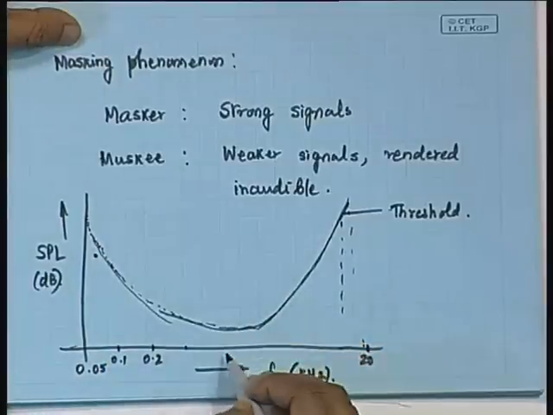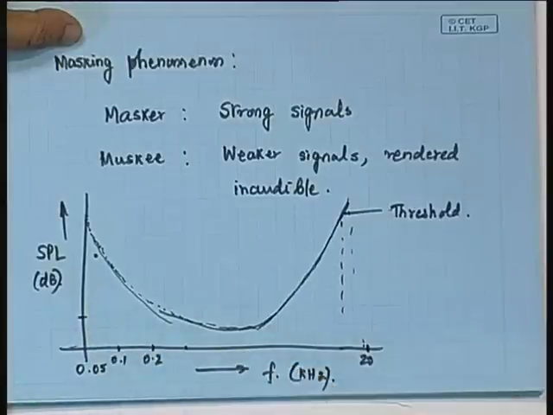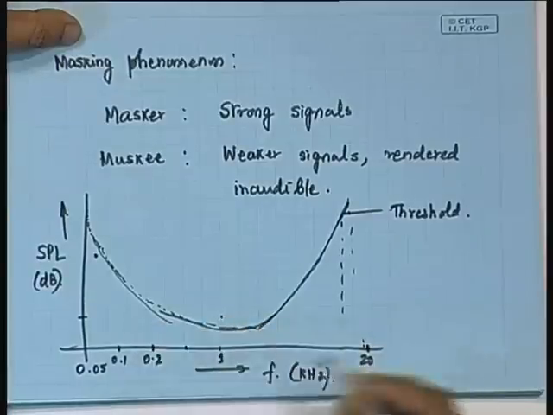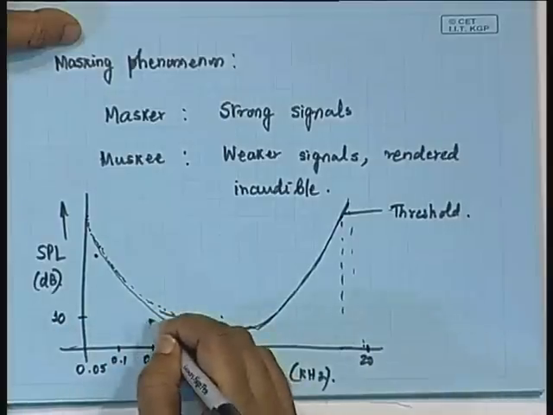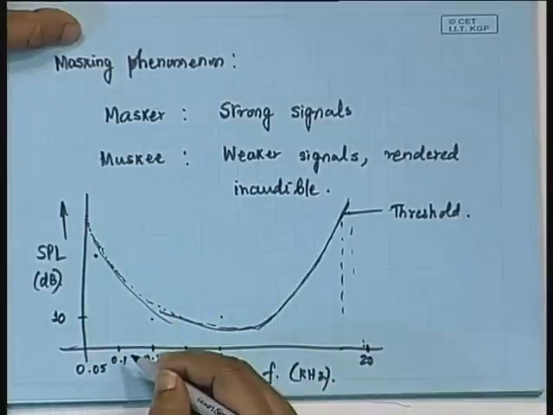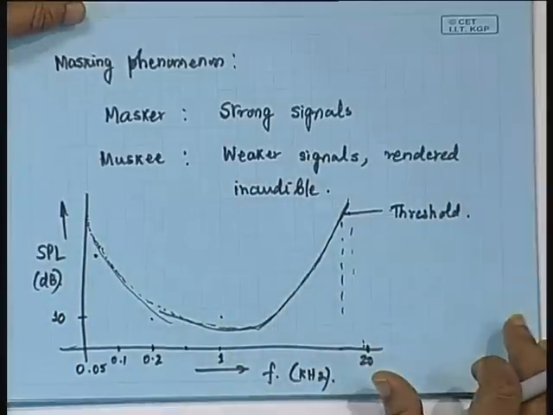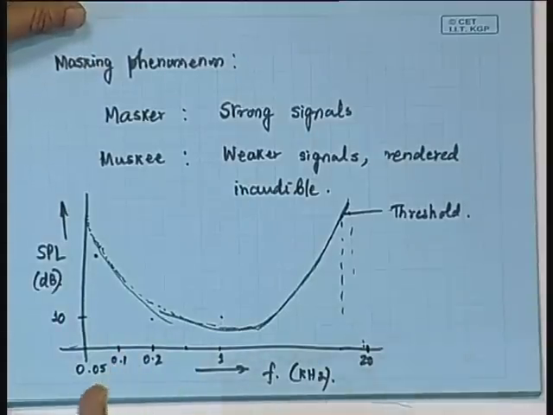Whereas, supposing this level is 10 dB, a 10 dB sound at a frequency of 1 kilohertz may be audible, but a 10 dB sound at 200 hertz will not be audible. So this is the kind of frequency response that we are going to get out of the human auditory system, and only the sounds whose sound pressure level crosses this threshold will be audible.